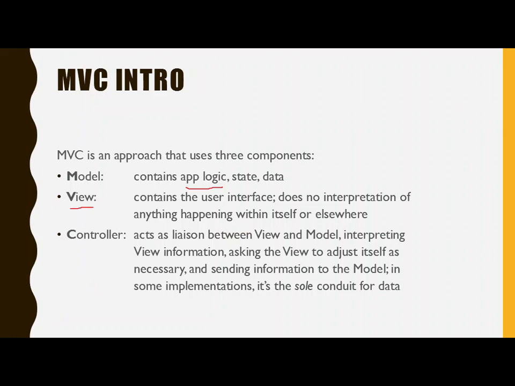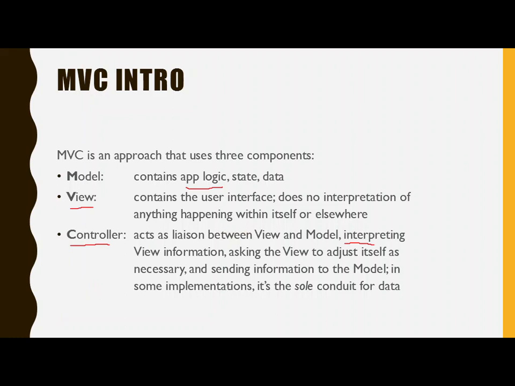Third component is called the controller, and the controller is going to sit between the view and the model. And that is the place where that interpretation is going to happen. So when things happen in the view, the controller may say, I know what that means. And then it takes care of informing the right party about what needs to happen.